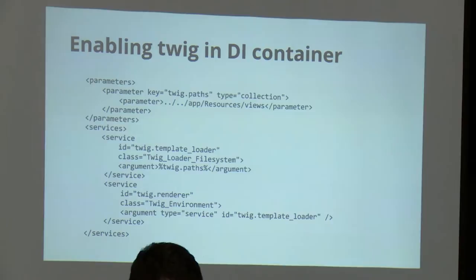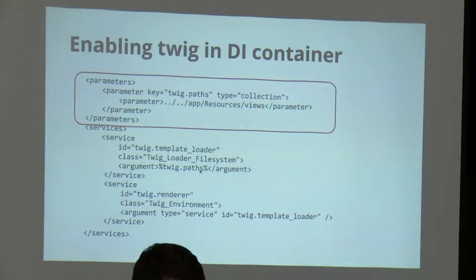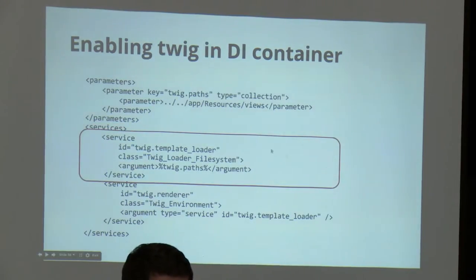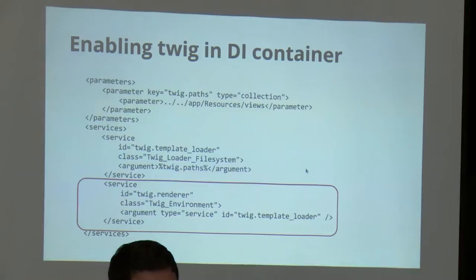So to enable Twig in your DI container, I'll probably update the gist again. We're going to add a collection of paths. We have just one path, but you could have more. And as a next step, we create a template loader service, which we inject into the Twig service. I'm going to copy it into the gist, so it's going to be easier for you.